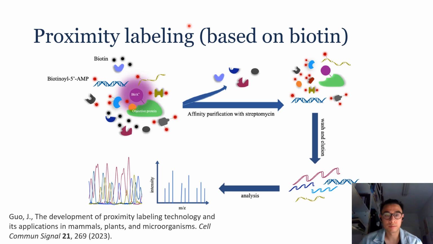And this is an example. First, put the BirA mutation onto the objective protein and then trigger it. BirA can form a covalent bond between biotin and lysine in proteins. The effective range is 1 to 10 nanometers. If the range is larger than the effective range, then the biotin won't label the protein. We can see in this figure, the black proteins are not labeled with biotin, but the red ones are labeled, which are nearby the BirA mutation and the objective protein.